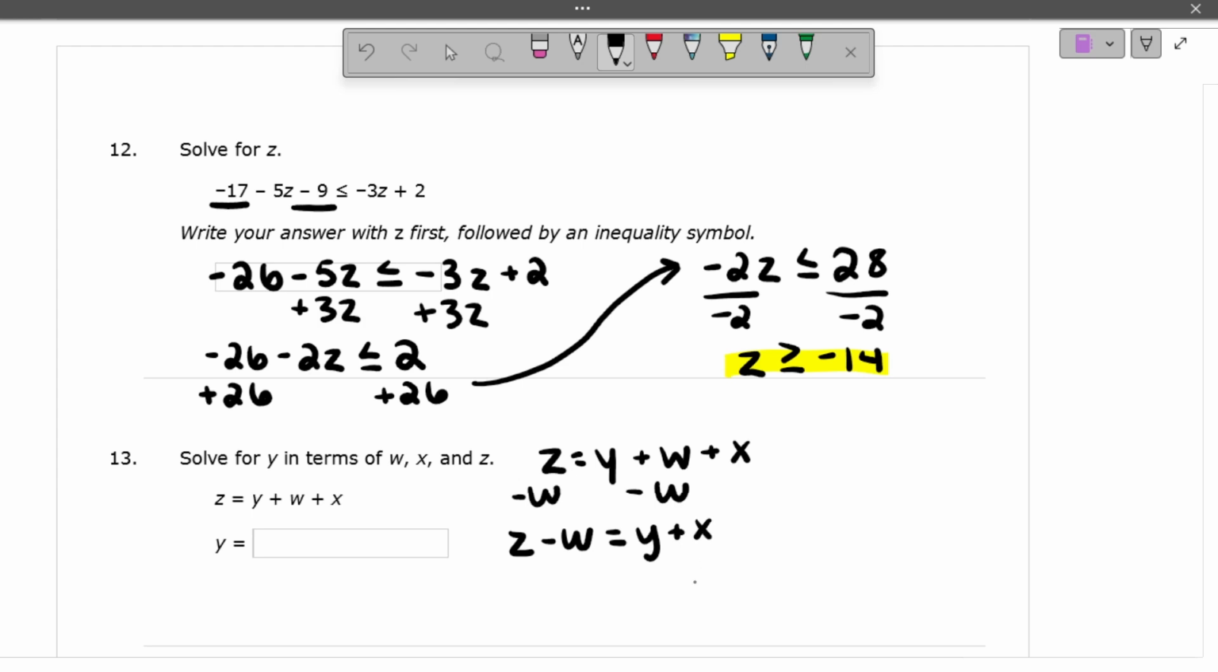But once again, y is still not by itself. So we're just going to subtract x from both sides, and same as before, all three of these letters are different, so we can't actually combine them. So we're just going to do z minus w minus x is equal to y. And then that right there is the answer. It does say y equals though, so all we would have to do to get it into y equals form is just rewrite it, z minus w minus x, and then y equals over here. We don't have to change the sign of anything.